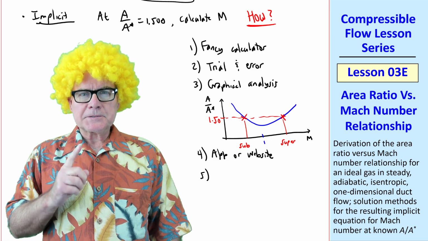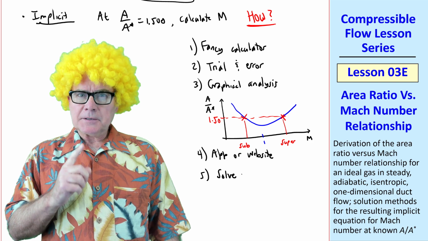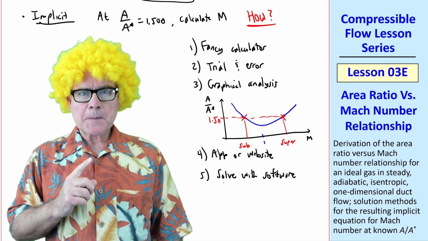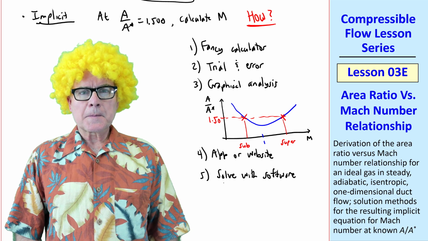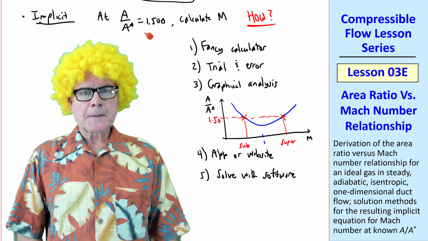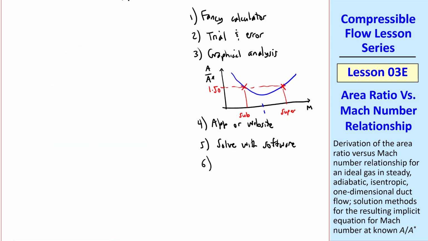I would use the solve features in MATLAB to find the roots. That's a great suggestion, Boris. Once you have it set up, you could create a do loop to calculate m for any number of values of a over a star. I'll list some other methods.